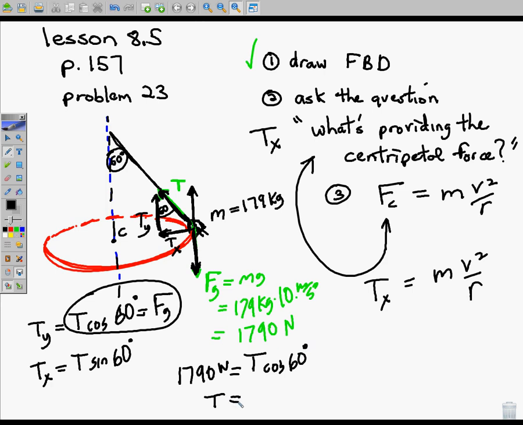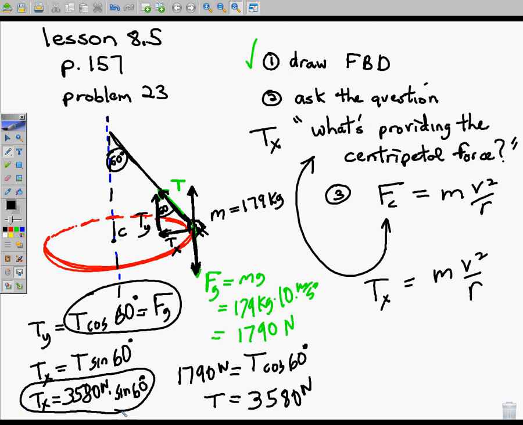Anyone have that by chance? 3,580 newtons. And now that we know what T is, we can come back over here and figure out what Tx is. Tx is going to equal T, which is 3,580 newtons times the sine of 60. And when you crunch that out, what do you get? 3,100.37. Newtons. I'll just leave it like that. And then the mass is going to be 179 kilograms.